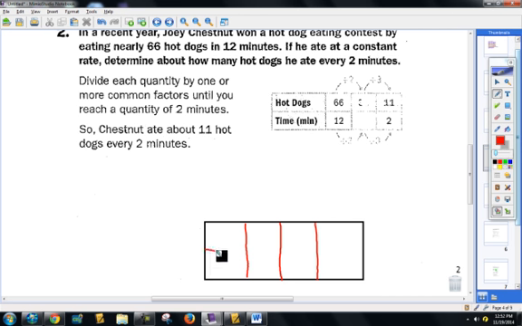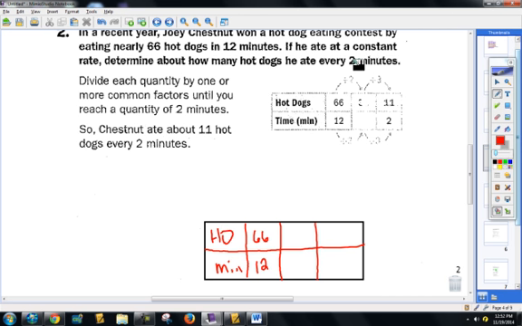All right, so these are my hot dogs. This is my minutes right here. Everybody agree with that? Now, the ratio is still going to stay the same. He ate 66 hot dogs in 12 minutes. Everybody cool with that? All right.